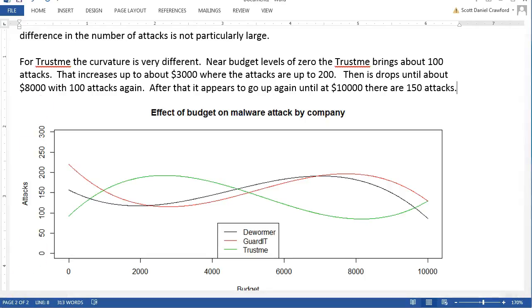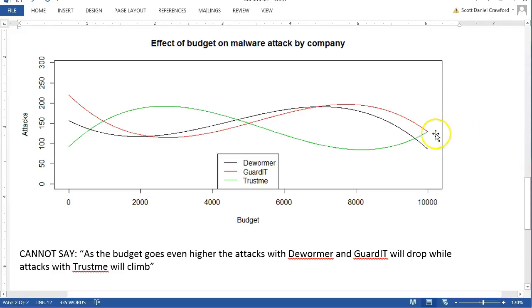One thing to notice is that I cannot say that these trends will continue. I don't know that Dewormer and GuardIT will continue to drop and that Trust Me will continue to climb after the picture is over. It's true that the cubic function will do that, but the cubic function was only used in the range where we had the data. We don't know that that cubic function continues to be valid outside that range. We didn't have any residual plot out in this range. So watch for that because it's very common.